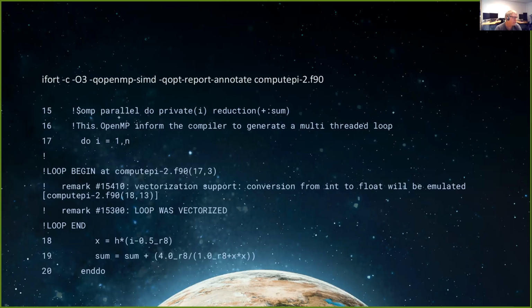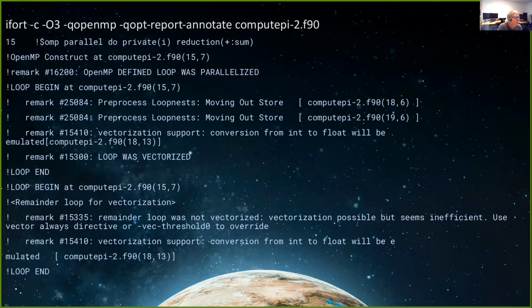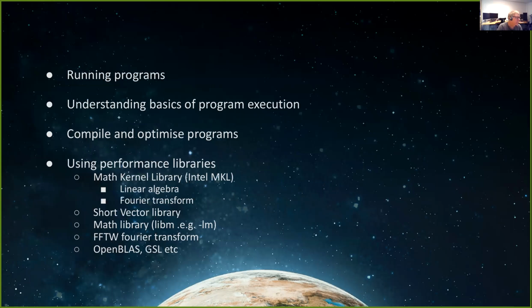Again, in the parallel program doing Pi, the loop was vectorized, and conversion from integer will be emulated. So there's a lot of information in the opt report. It might be very long, but it says things like loop was vectorized and parallelized. You get a lot of information, especially if the loop was not vectorized or not parallelized. You will have some hint why it isn't, and you can go back to the drawing board and reprogram.